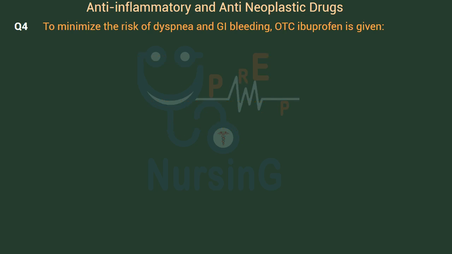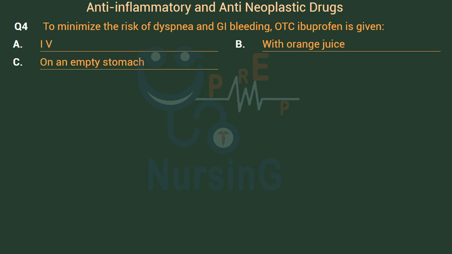To minimize the risk of dyspnea and GI bleeding, OTC ibuprofen is given. Option A. IV. Option B. With orange juice. Option C. On an empty stomach. Option D. With meals. Right answer is Option D.